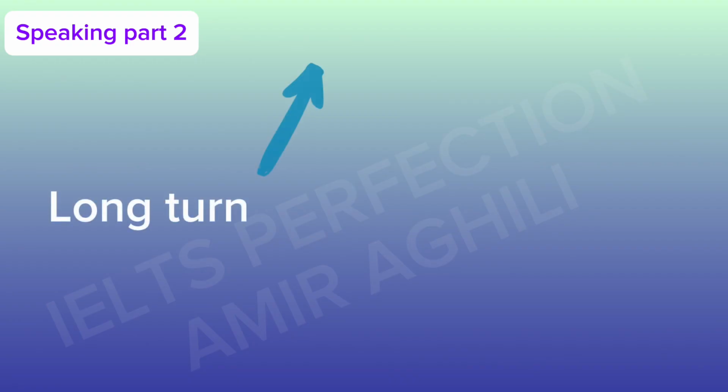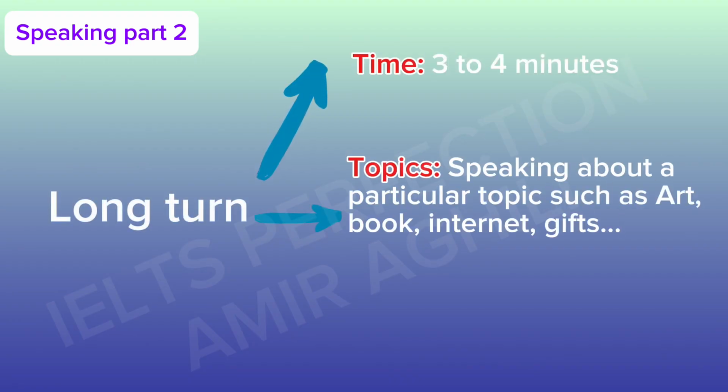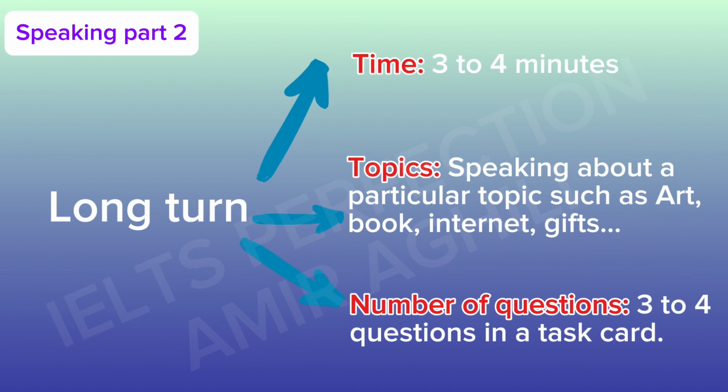In part 3, IELTS candidates respond to 3 to 4 questions on topics like art, books, or the internet with a speaking time of 3 to 4 minutes. The focus is on expanding answers with examples and explanations, demonstrating fluency, vocabulary, and coherence.